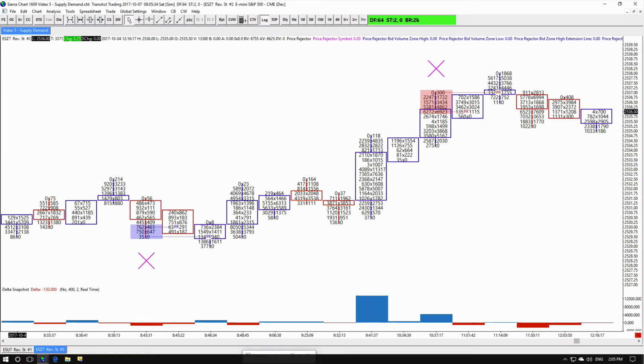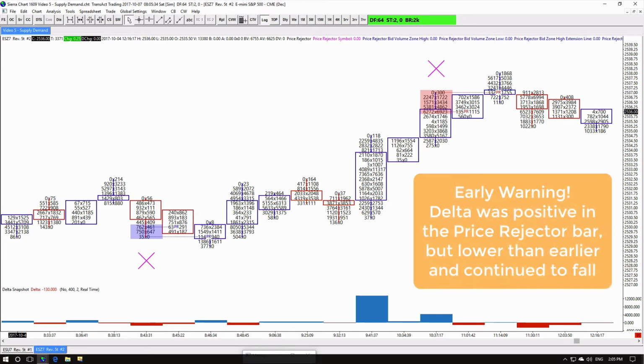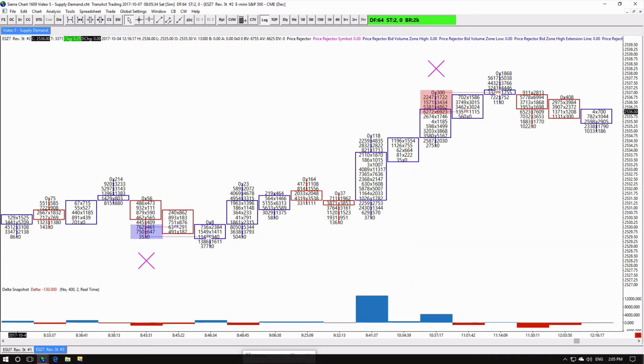When we use price rejector, it's important to consider this indicator as an early warning of potential change. A price rejection at a significant level, for example the high of the day, combined with supporting delta is a strong indication. If delta, however, does not support the rejection and the potential price reversal, it's wise to stay alert for indications of reversal such as aggressive price activity, absorption, maybe changes in delta in the next bar, this kind of thing.